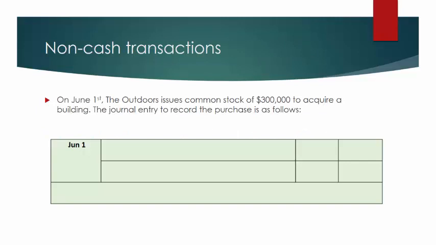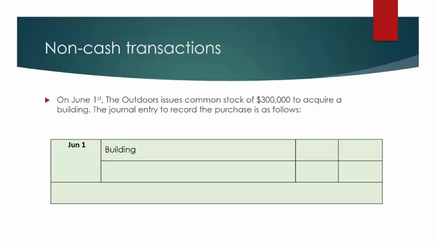Well, how would the journal entry for the first one look? On June 1st, the Outdoors is going to issue that common stock of $300,000 in order to acquire a building. So whoever is selling this building, in lieu of giving them cash, they're going to give them shares of their common stock. And let's just assume that this common stock does not have a par value. What would the journal entry look like?